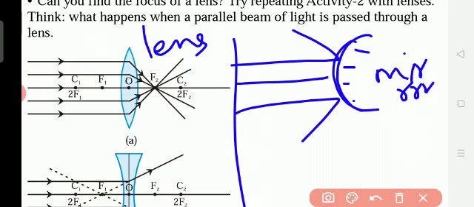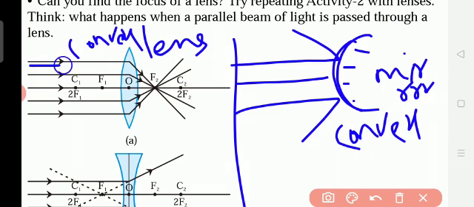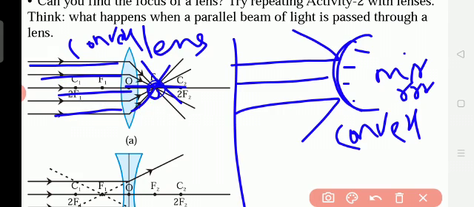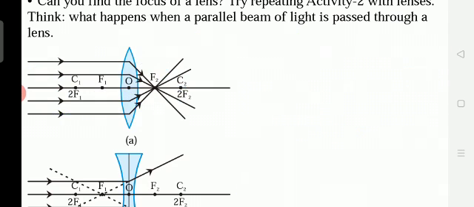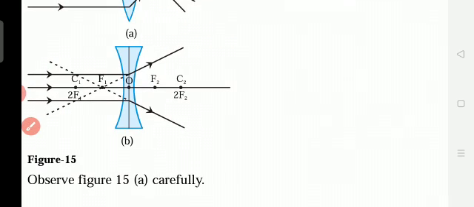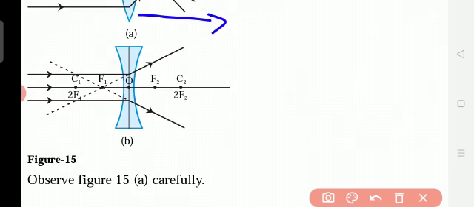So this is the convex and this is the convex. In the convex lens, rays are converging, meeting at one point. But in the case of a mirror, rays are diverging. Okay, this is one difference. Right, converging lens. All the rays are meeting at one point.